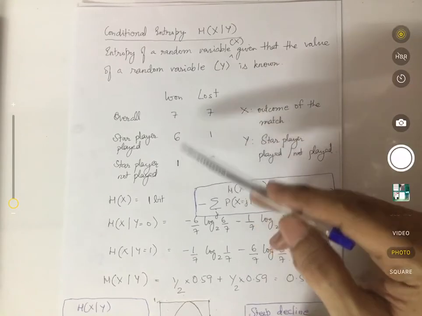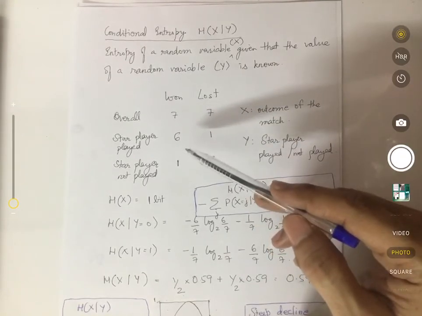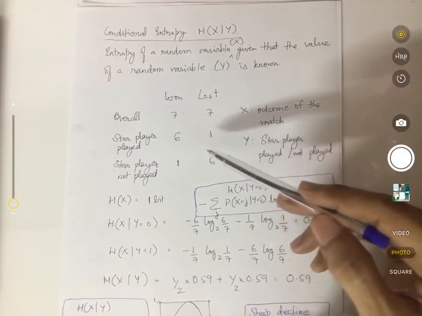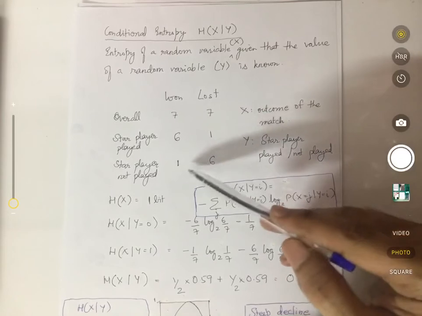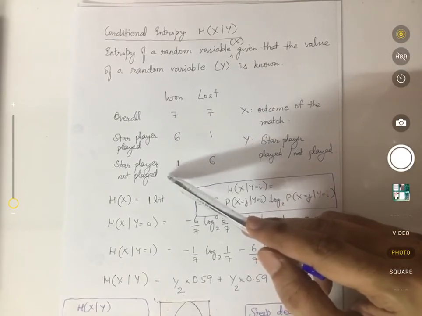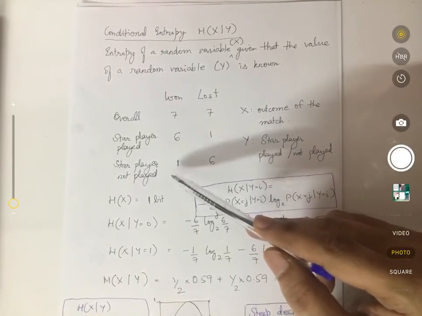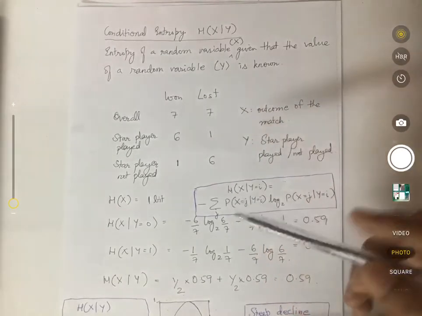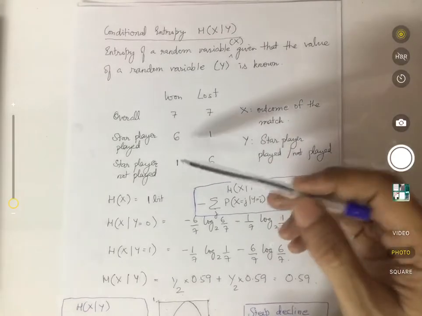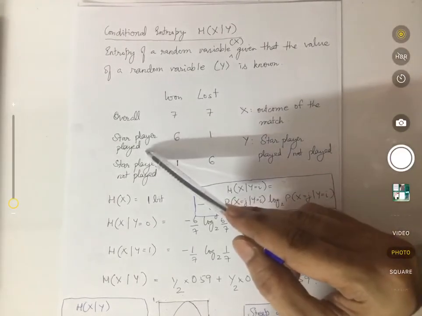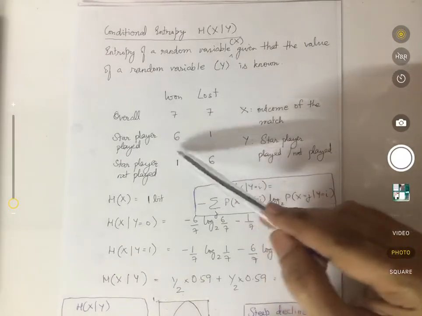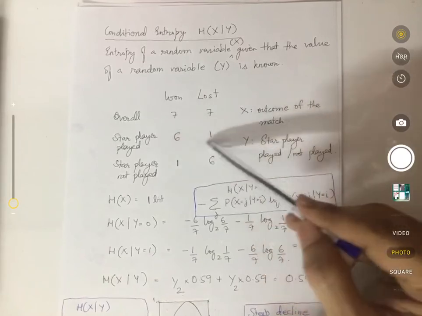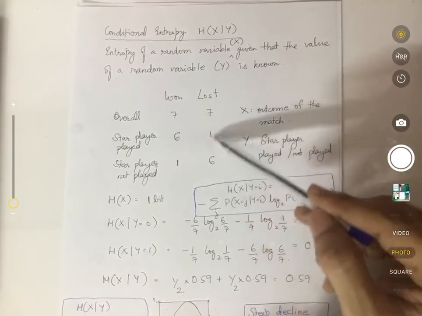So we want to devise a formula which would reduce the entropy with the knowledge of some random variable, with the knowledge of some value, right? Let's see how that can be done. So let's calculate the entropy in this case, when the star player has played and you have a somewhat skewed distribution of 6 and 1, right?